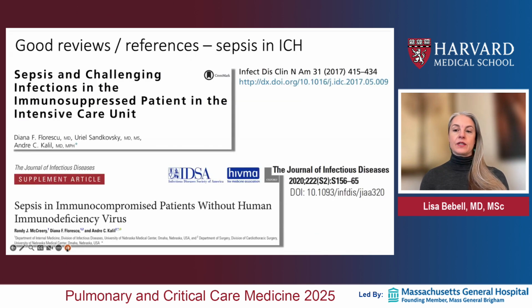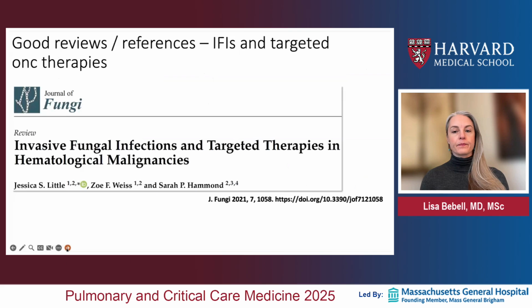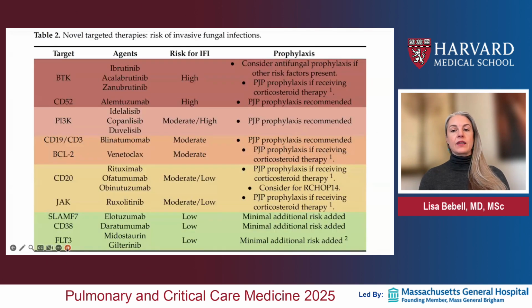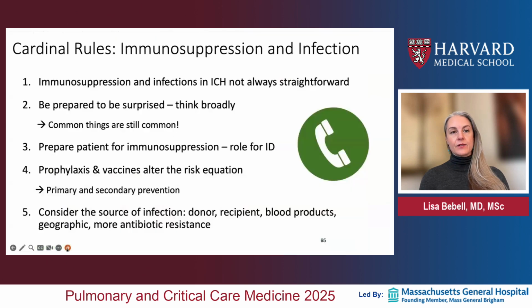There's many good reviews on this topic that I would encourage you to read to get a little more in-depth information. I put a couple of those references here, and I think you'll enjoy reading them. This is a great one about invasive fungal infections and targeted therapies that I would encourage you to read as well. Lastly, I've included a couple of those charts that I mentioned earlier about the specific effects of biologics and what can happen so that you can really think about them, especially if your patient is taking combination biologics. So both of these tables, I think, can be quite useful in thinking about the risk for invasive fungal infection and other infections and whether or not your patient might need prophylaxis against those.